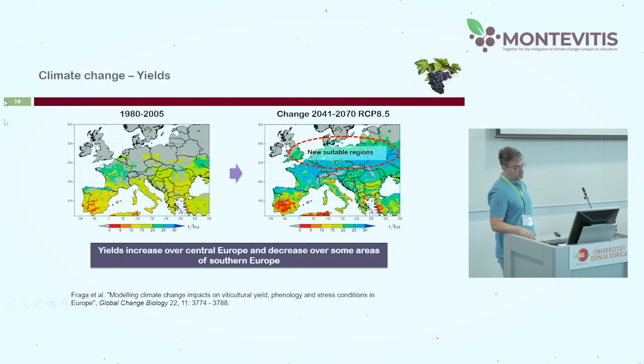And if we take a look at this map, for example, of Great Britain, we can see that in 1980 to 2005, no suitable region was projected here, but we know now that there are many viticultural areas that are being planted in southern Great Britain. And this was also projected by our models.